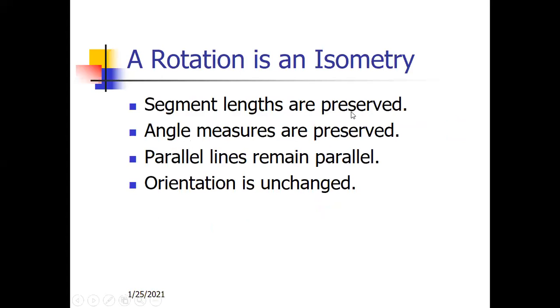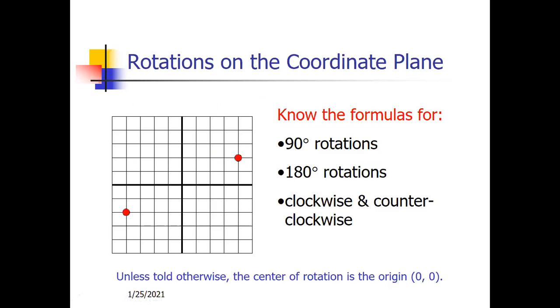Segment lengths are preserved. Angle measures are preserved. Parallel lines remain parallel, and orientation is unchanged. So these are the properties when you rotate a figure: if it's a segment, it will be the same. If it's an angle, it will be the same. And the parallel lines will remain parallel, while orientation is unchanged.